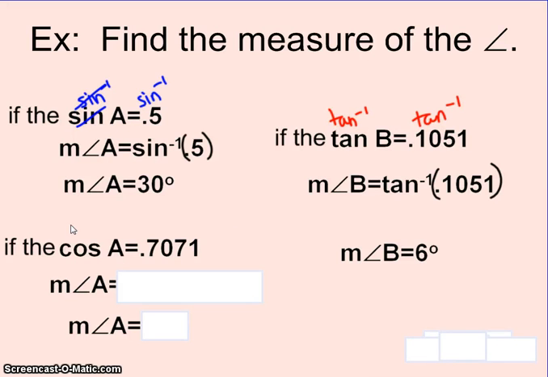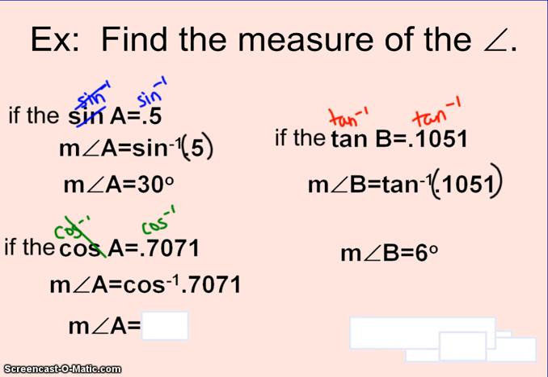Alright, and last but not least, we have cosine. So the inverse of cosine is, well, cosine inverse. So cosine inverse and cosine leave me with just angle A. So I have the cosine inverse of 0.7071. Oops, putting parentheses around my decimal. And I get 45 degrees.